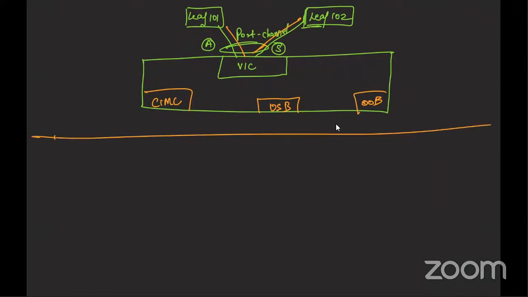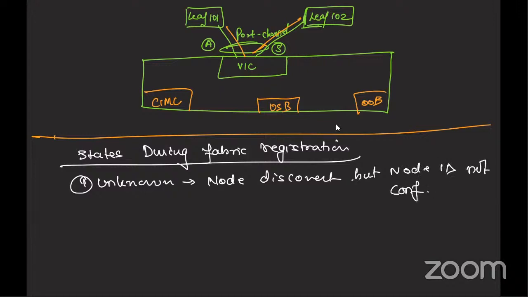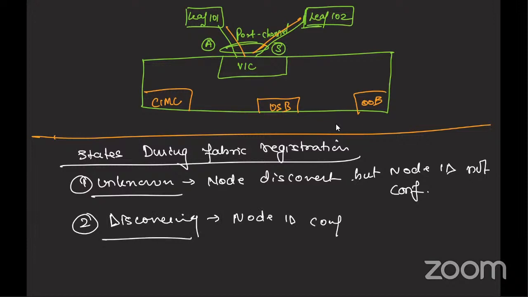Okay, so back to the ACI Fabric Discovery. We have stages during fabric registration. As you can see, guys, the first stage is the unknown stage, where the node is discovered, but node ID is not configured. Okay, so that is the first stage. After we configure the node ID, it's going to go into the discovering state, where your node ID is configured and discovered as well, but IP is not yet assigned.